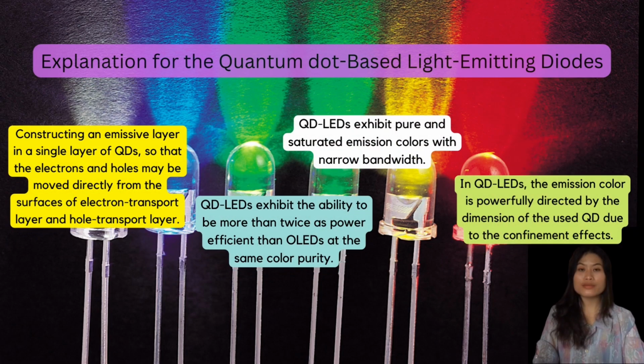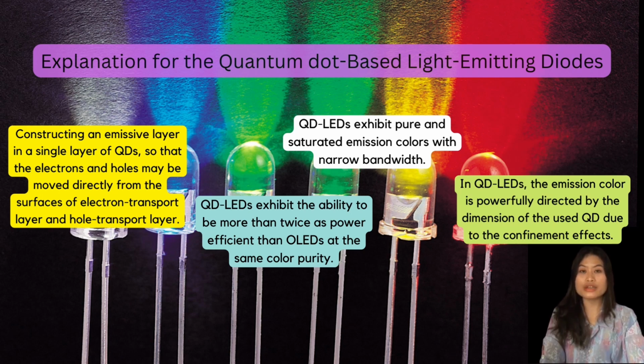Due to the multiple advantages of using colloidal QDs, they are a promising way for making QD LEDs. A great increase in recombination efficiency is obtained by constructing the emissive layer as a single layer of QDs, so that the electrons and holes may be moved directly from the surface of the electron transport layer and hole transport layer. The performance of QD LEDs is defined using the external quantum efficiency, short for EQE, which is the number of photons emitted from the device per electron.